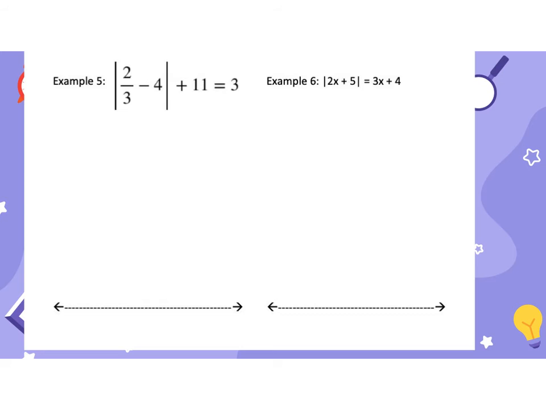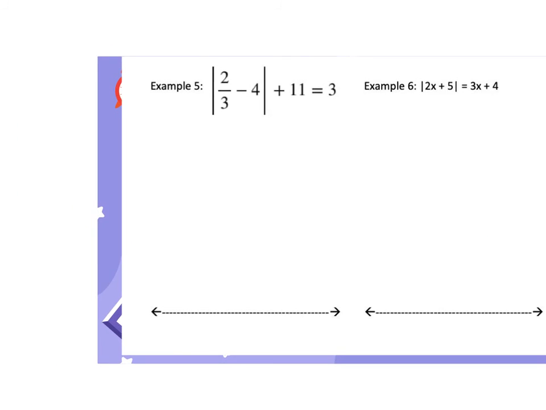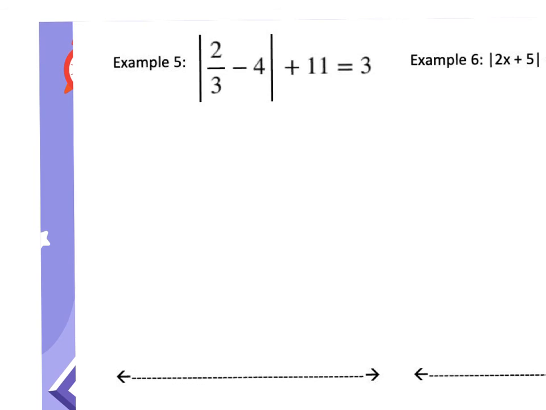Last two examples here. Example 5. We see our first step is we need to subtract that 11. We end up with 2/3 minus 4 equals -8. Little typo here. This was supposed to be 2/3 x. Sorry about that. Probably made it a little harder to solve, right? You might have thought it was way too easy just doing 2/3 minus 4 and adding 11.